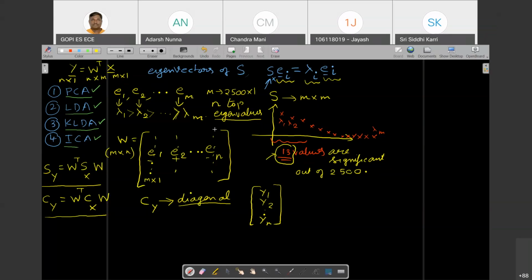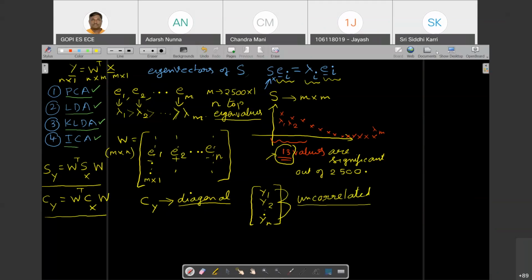Okay, so now PCA makes y1 to yn uncorrelated. You have to be careful: independent is different, uncorrelated is different.